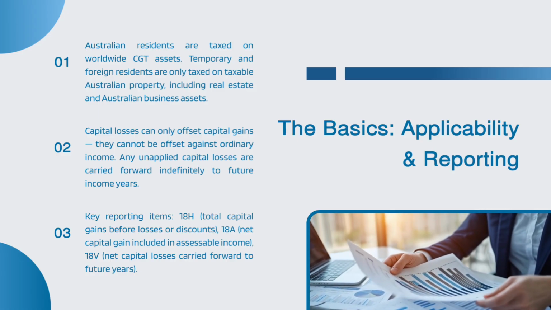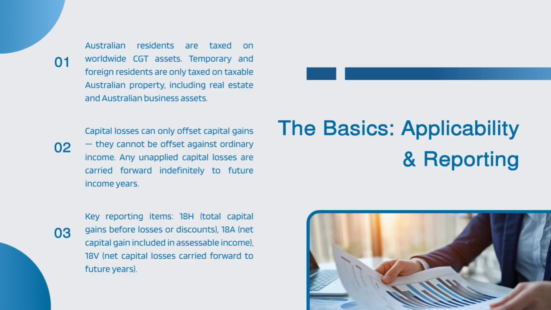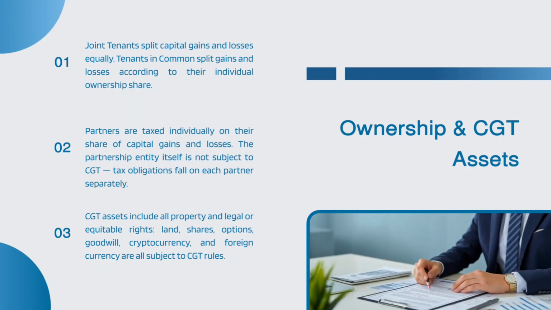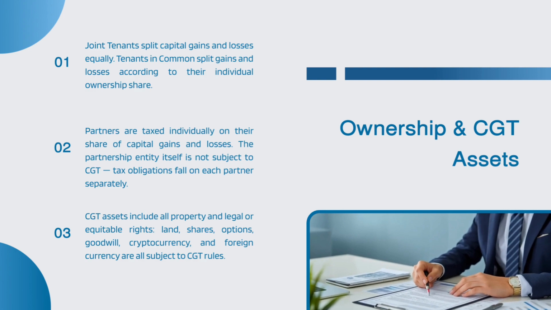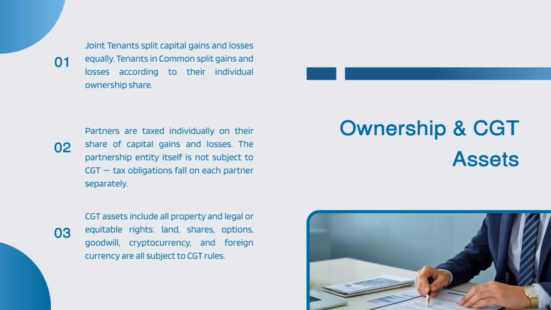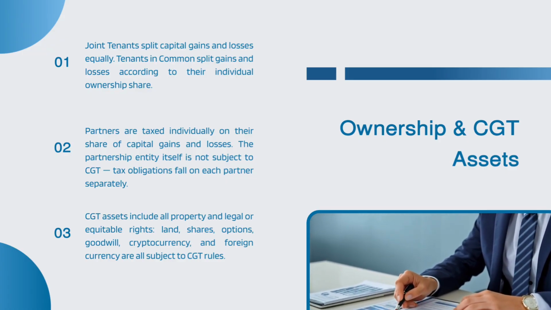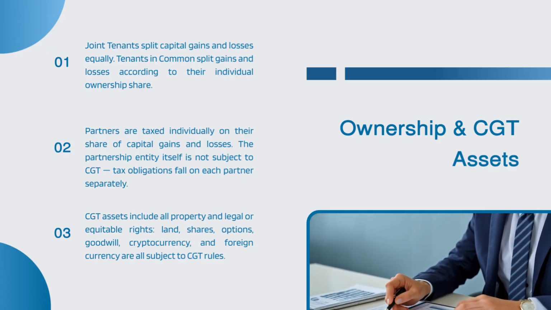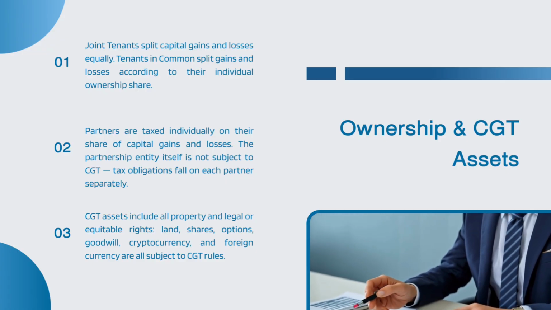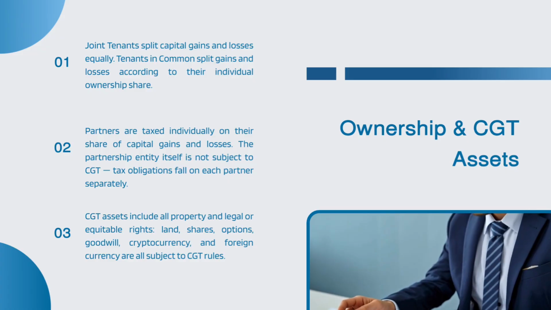On the tax return, item 18H captures the total gains before any adjustments, while 18A represents the final net gain added to assessable income. Ownership structure dictates how a gain or loss is distributed. Joint tenants split the tax outcome equally, whereas tenants in common split it strictly according to their legally documented ownership share. For partnerships, the CGT event flows through to the individual partners.